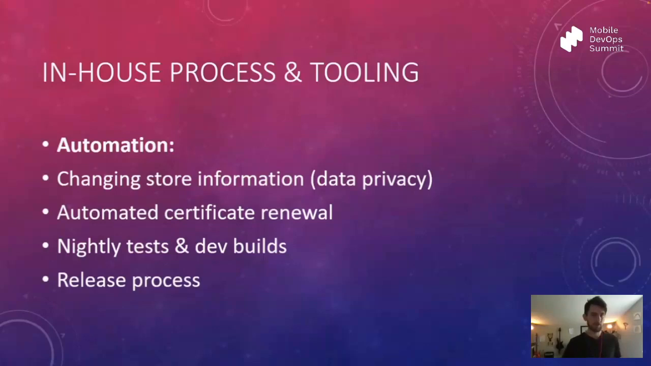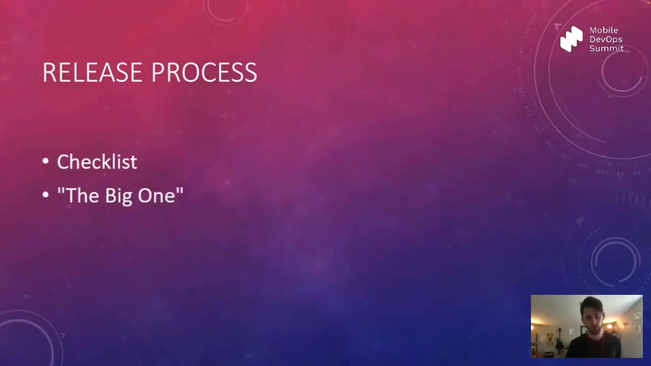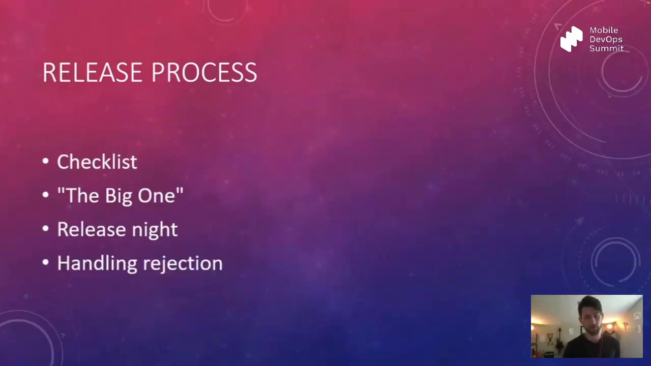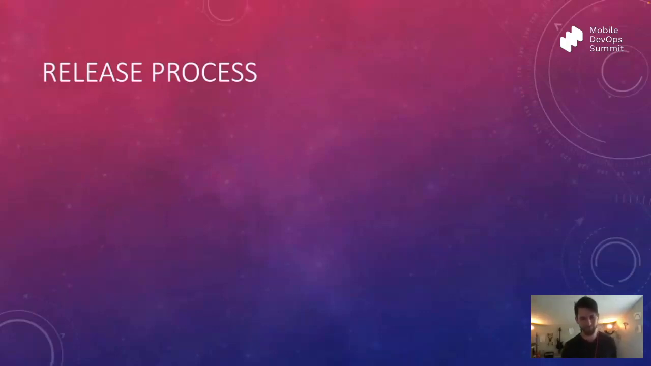And so our release process is what we're going to talk about next, and we use a lot of automation for that as well. So during release week, we have a checklist that we go through. And then we kick off the big one, and this is all the builds. What we do on release night, we'll talk about. And then finally, once all the apps are submitted, we have to deal with a lot of rejection, and that can be my favorite part.